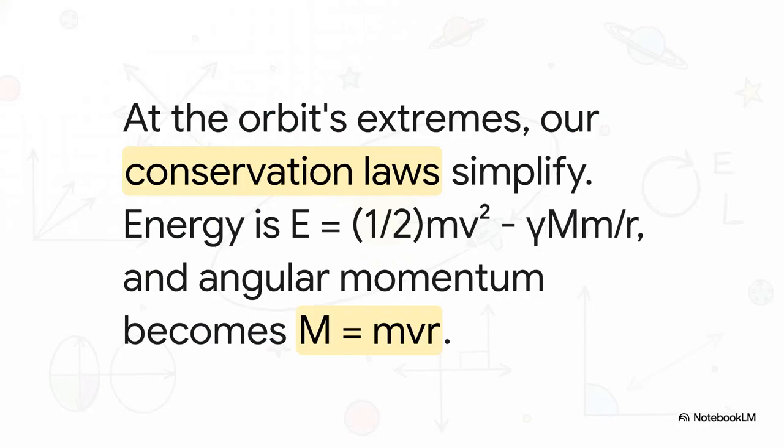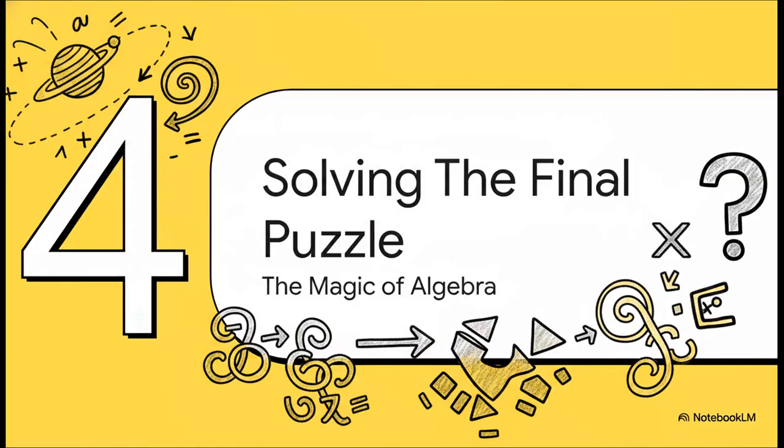So what does that mean for our equations at Rmax and Rmin? Well, the energy equation looks pretty much the same, just with a generic V and R that represent those extreme points. But check out the angular momentum equation. That pesky sine term just disappears because it's equal to 1. So at the min and max distances, M is just m times v times r. So much cleaner. All right, the heavy lifting with the physics is done.